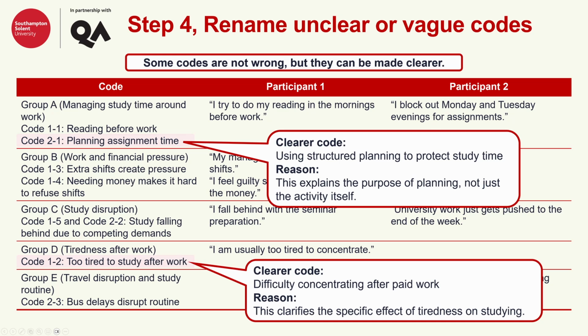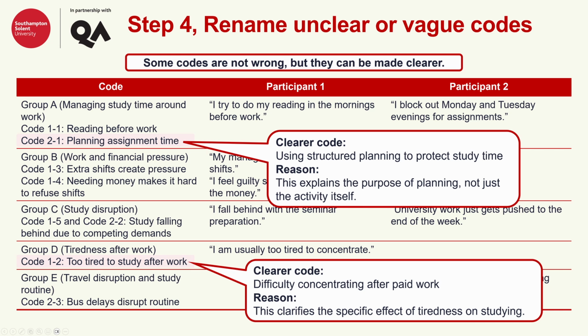The next task is to improve code clarity. In Group A, "planning assignment time" mainly describes an activity. When we return to the extract, the participant says, "I block out Monday and Tuesday evening for assignments." The following sentence explains why this planning matters. "Without it, university work is pushed to the end of the week." Therefore, "using structured planning to protect study time" captures not only what the participant does, but also what that planning achieves.